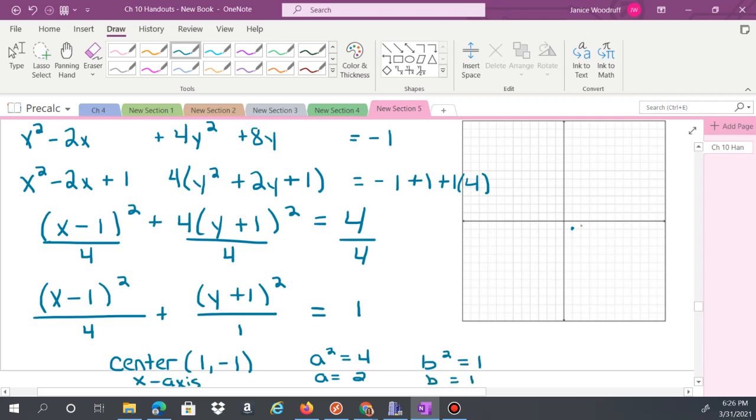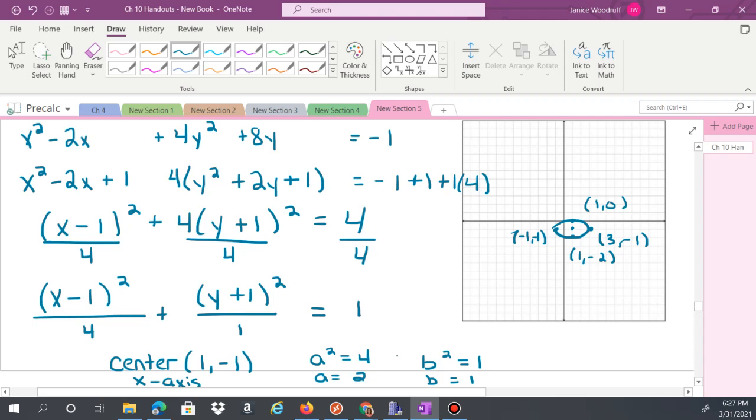Okay, so to get my vertices, I would count horizontally, left and right 2. 1, 2, 1, 2. So that looks like (-1, -1) and (3, -1). Those are my major axis vertices. And then my minor axis vertices go up and down 1. So there you're getting (1, 0) and (1, -2). So here's our ellipse. This is a small one.